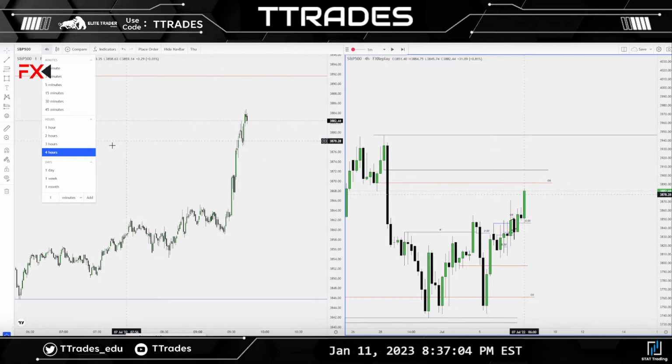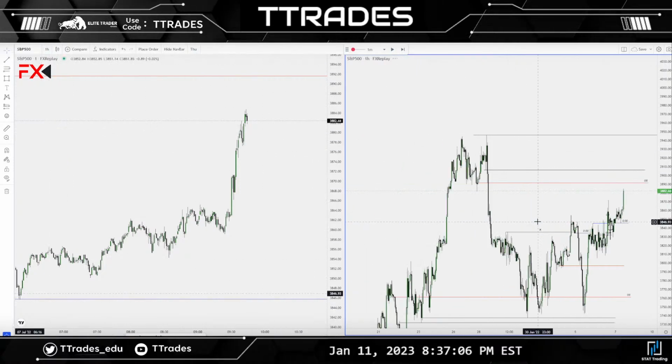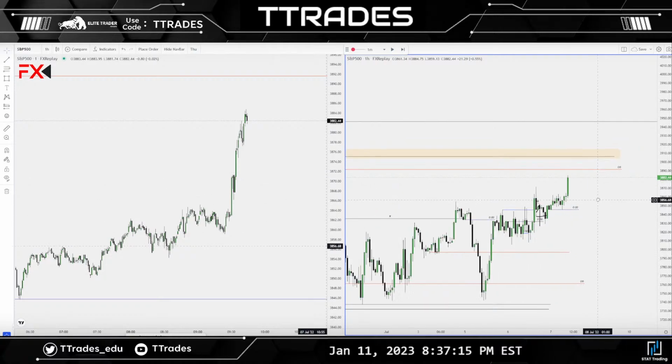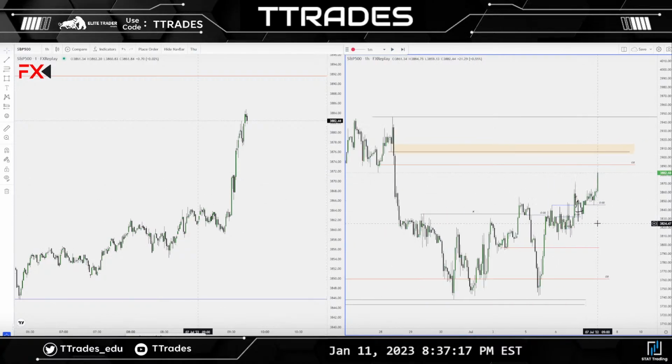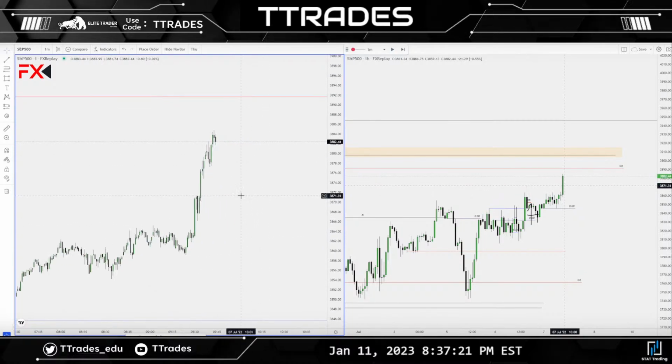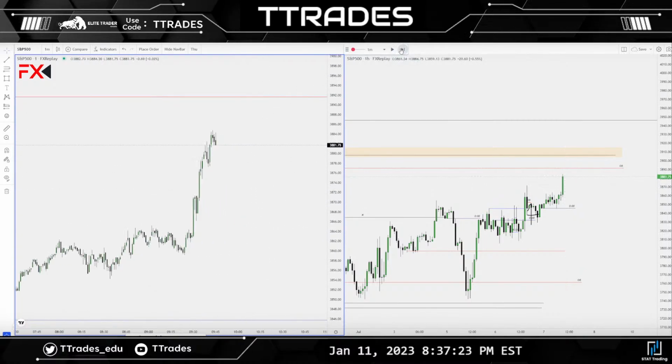Drop down to the hourly. We have an hourly fair value gap up there. We'll just mark it in case we dig into it. All right. So considering we kind of missed the breakout, this isn't something I really want to chase. So we'll let it play out.